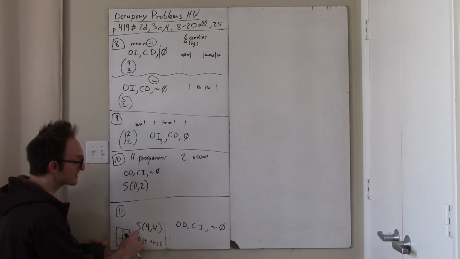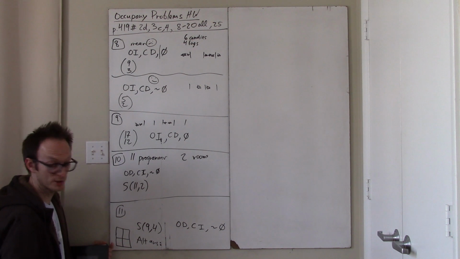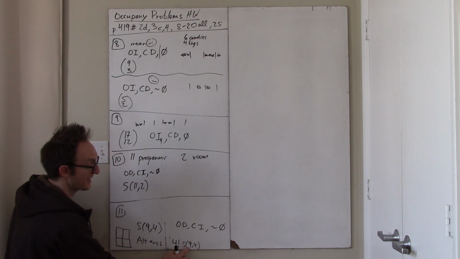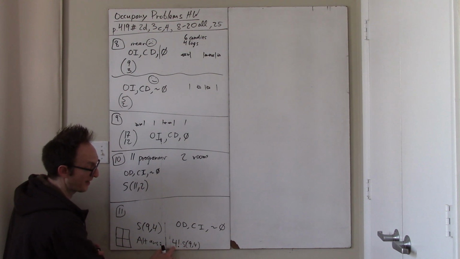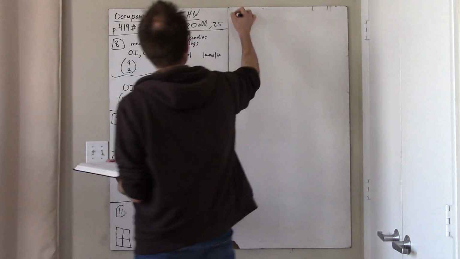So S(9,4) is the number of ways of deciding which books go with which other books, you might say. And then there would be 4 factorial times S(9,4) ways of deciding which books go with which other books, and then also in which spot. Okay, good. We move on.